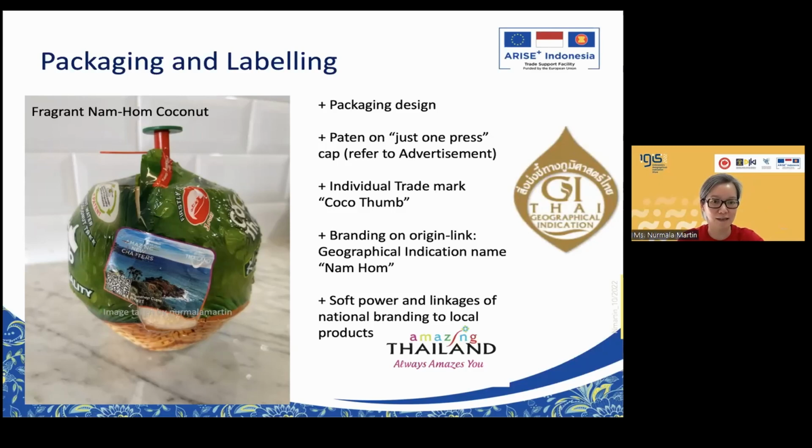You can see this sticker on the packaging, and it links you to the place where Nam Hom coconut is produced. So if everybody can do that, then of course we are linking geographical indication and tourism through just this one particular product. So that's where we understand that GI helps with empowering regional economy.